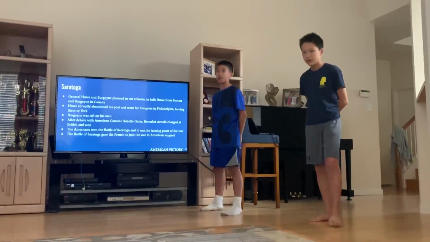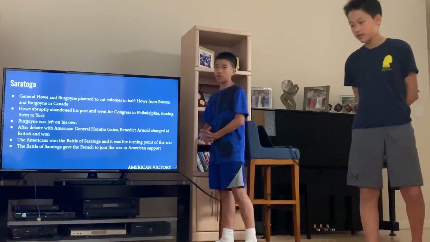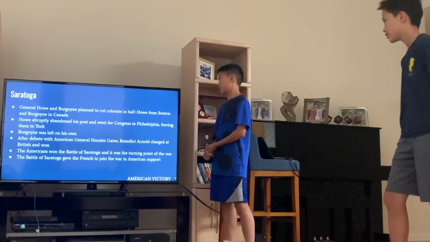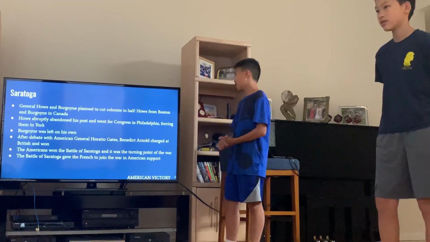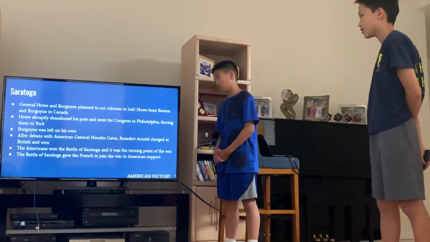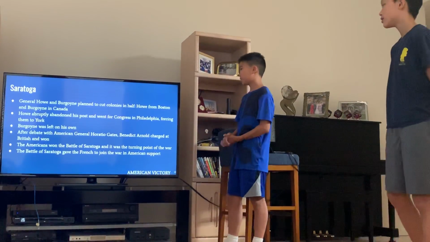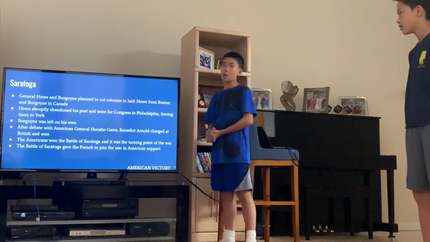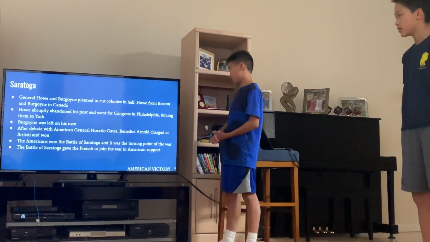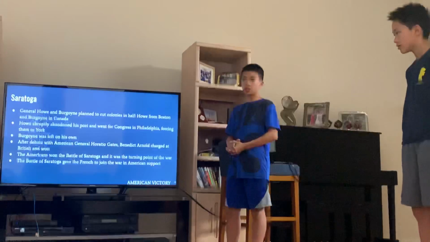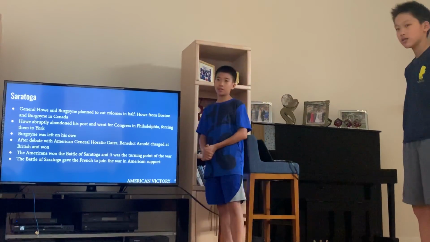So, Battle of Saratoga. General Howe and Burgoyne planned to cut the colonies in half. Howe from Boston and Burgoyne in Canada. Howe abruptly abandoned his post and went for Congress in Philadelphia, forcing them to York. Burgoyne was left on his own.